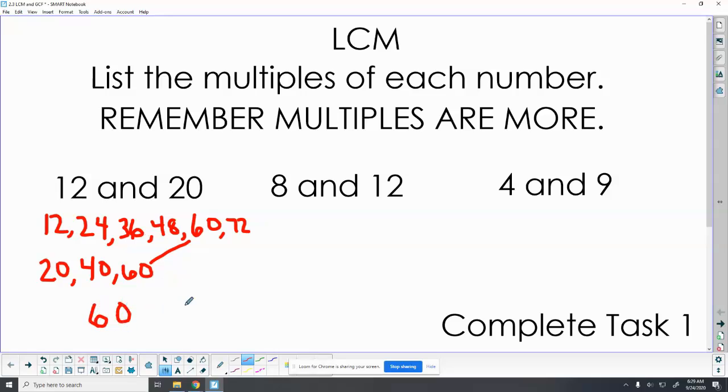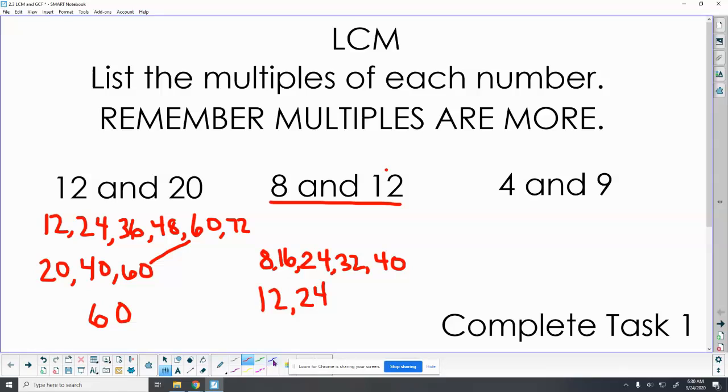Grab your paper and pencil and go ahead and list the multiples of 8 and 12. Pause the video and then come back and check. Okay, if I'm listing out multiples of 8, I've got 8, 16, 24, 32, 40. Now I'm looking for 12. So 12, 24. I can see right there they have 24 in common. So their least common multiple is 24.